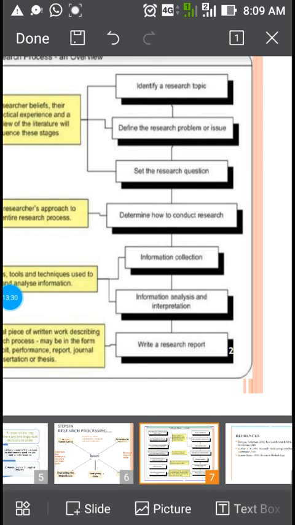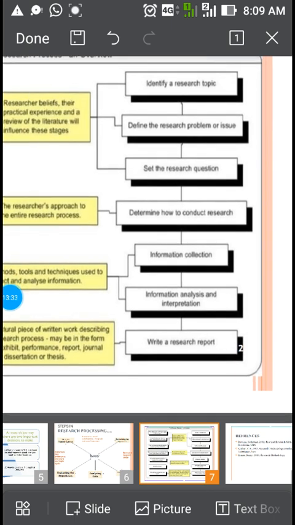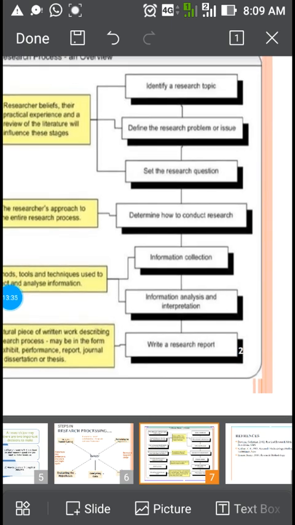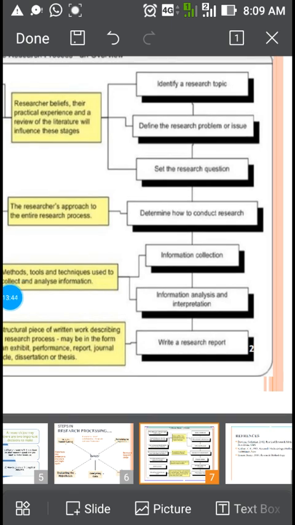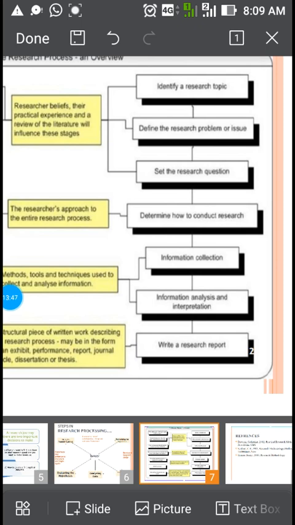After collection of data, there is analysis, that means processing of your data. Then the interpretations and conclusions. At last, writing a research report. So this is the actual way of the research process that any student going for research work, maybe a mini or major project work, needs to follow.